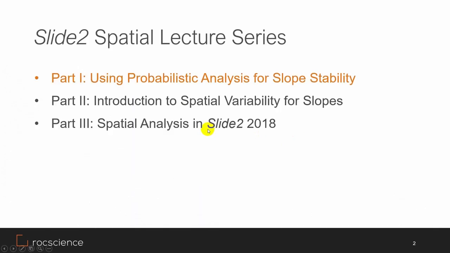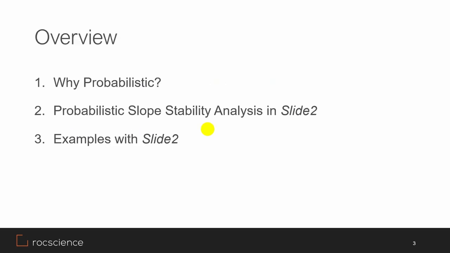The spatial variability lecture series is a three-part series. In this video, we start with probabilistic analysis for slopes, and then we will talk about the introduction to spatial variability for slopes in our next lecture, and spatial variability in Slide 2 2018 in the last lecture. In this webinar, we will start by answering a basic question, which is why do we need probabilistic analysis? Then we will talk about probabilistic slope stability analysis in Slide 2 and a few examples in Slide 2 at the end.